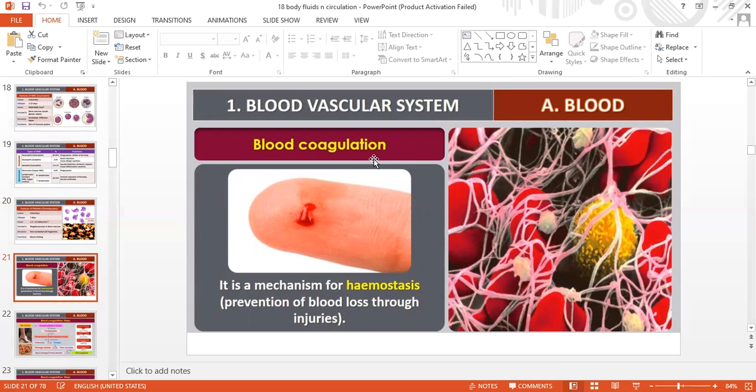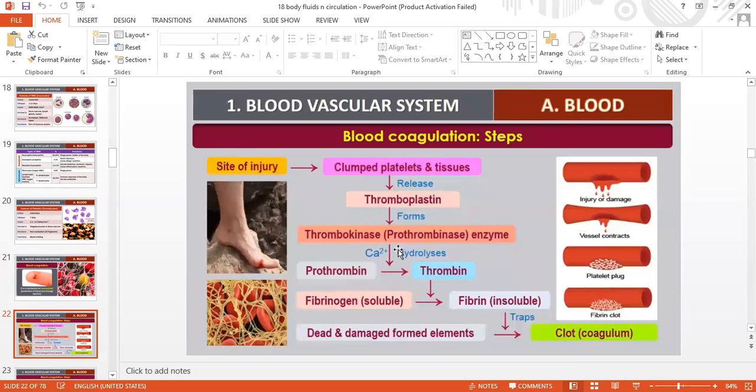Basically, blood clotting or blood coagulation is a mechanism for homeostasis. Homeostasis means to maintain the internal environment. Otherwise, blood loss is going to take place. These platelets prevent the blood loss. They form a mesh-like structure, and those who have a platelet problem or in whom blood clotting does not take place have a disease known as hemophilia or bleeder's disease.